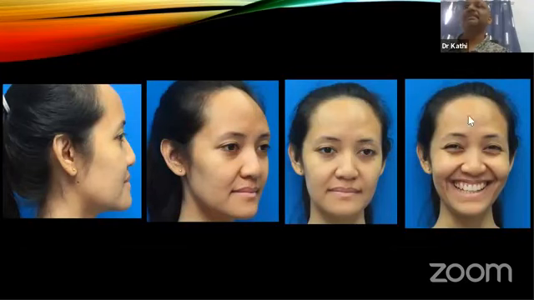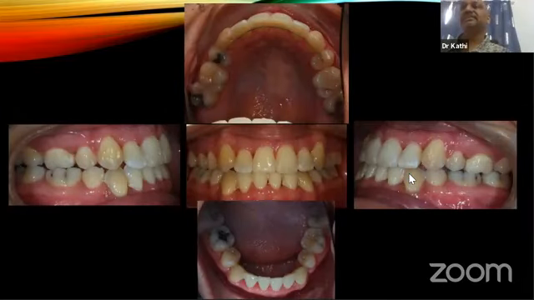Okay, so she's happy, she can smile. So in this type of case, we can camouflage successfully. Intraorally, this is the occlusion. But if you see the intraoral, I just want to highlight the lower incisors. Can you see how retroclined the lower incisors are?